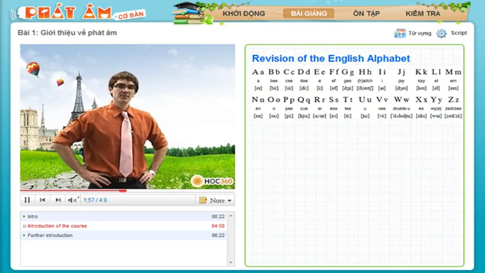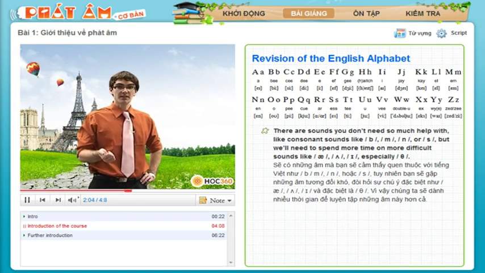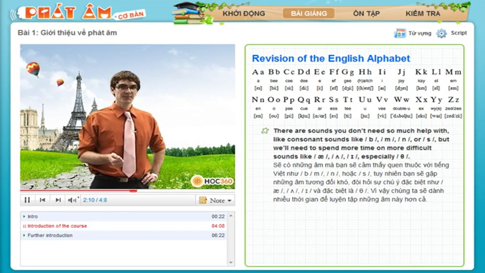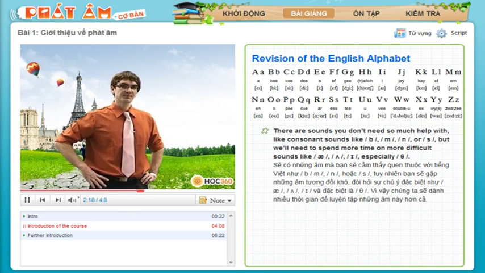So there are plenty of words that you're not going to need so much help with, the sound for B or M or N or S, but we'll be doing a lot of I, and probably the most difficult one will be the TH sounds. So we'll spend more time on those.